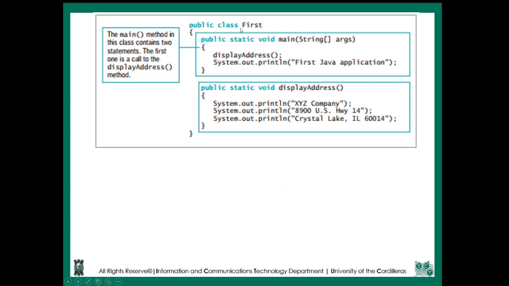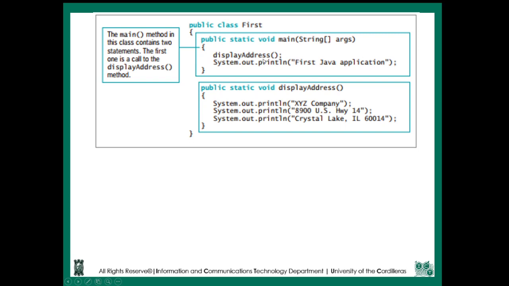Once again, we have here the public class named first, the main method, okay? So in this class, it contains two different statements. The first one is a call to the displayAddress method. So this is a displayAddress method. Now, it was actually called before printing out the first Java application.